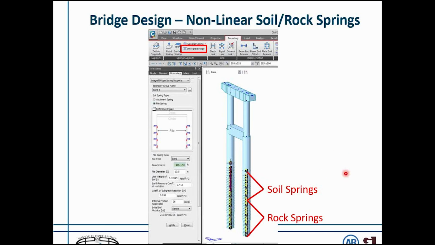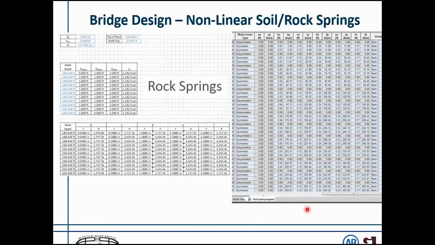More specifics on our nonlinear soil and rock springs that we input for our vents, for our drilled shafts. We used the integral bridge option in Midas and used pile springs for our soil springs. Midas does only allow soil information to be input in this module, so when it came to our rock springs, we did calculate them in spreadsheet form, and then input them into Midas as point support springs.